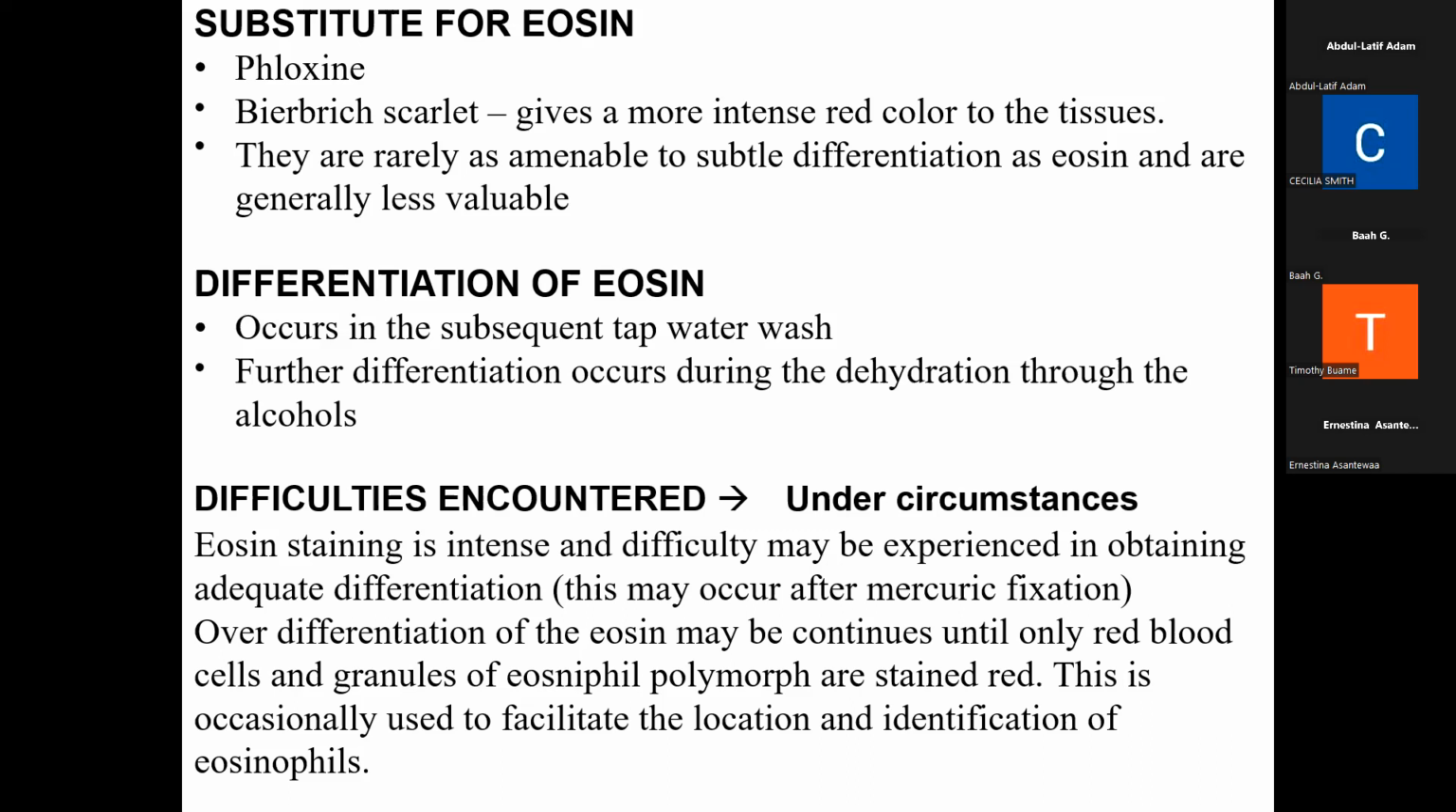If it is alcoholic eosin too, it means that it's soluble in alcohol. So you don't what? Differentiate in alcohol. You don't wash it in alcohol. That is why, if it is aqueous, you use aqueous to wash. If it's alcoholic, you use what? Alcohol to wash.